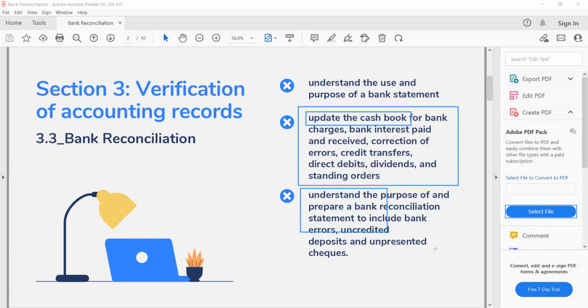Next, understand the purpose of preparing the bank reconciliation statement, to include bank error and uncredited items. So when we prepare the bank reconciliation statement, we will know what is pending that we need to take action on after we are done.